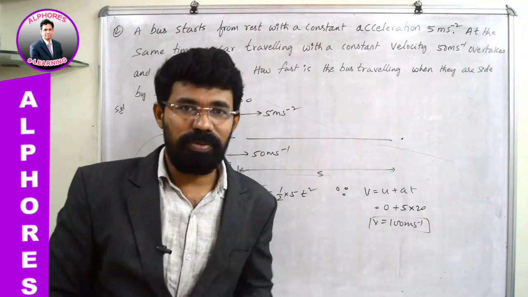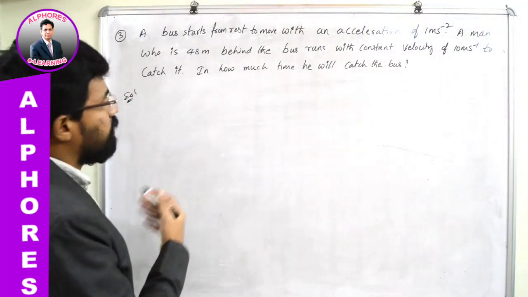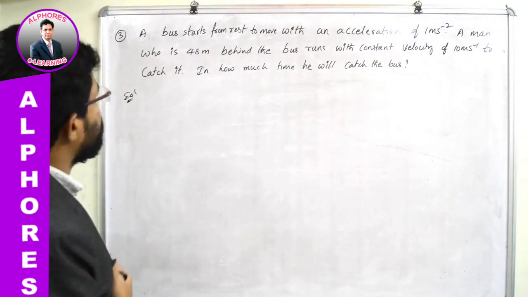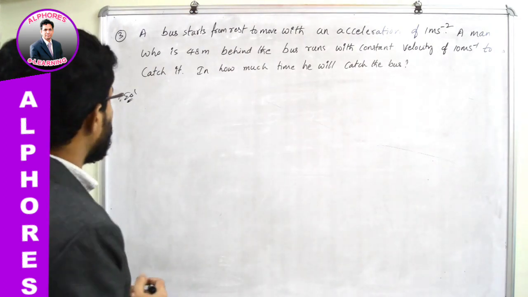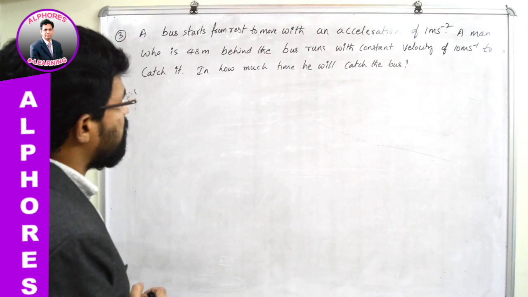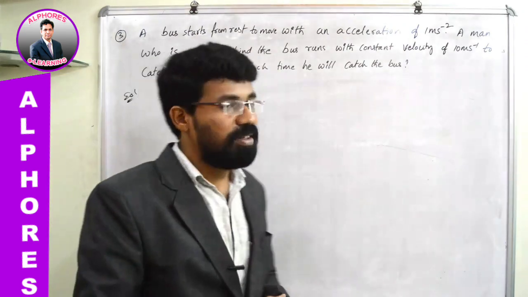So let us solve one more problem. Okay, students, let us try to understand this third one. Let us try to solve this one. A bus starts from rest to move with an acceleration of 1 meter per second square. A man who is 48 meter behind the bus runs with a constant velocity of 10 meter per second to catch it. In how much time will he catch the bus?